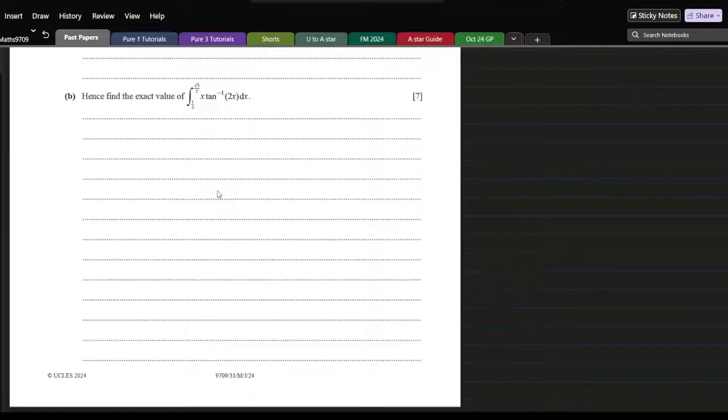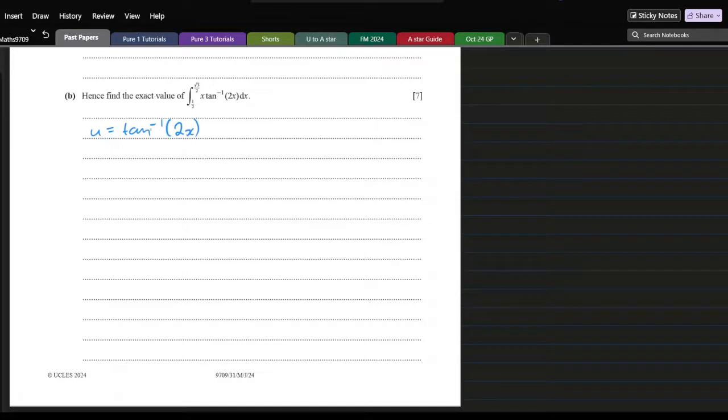Part B. Hence find the exact value of the integral from a half to root 3 over 2 of x arctan of 2x with respect to x. So we're integrating by parts here, and in this case we'll choose our u to be arctan of 2x because we know how to differentiate that. If you don't see how we can differentiate that, I'll explain that in a second. And then our dv/dx would be our x.